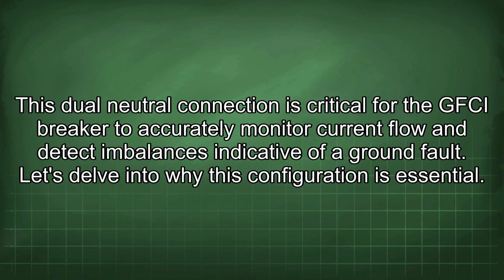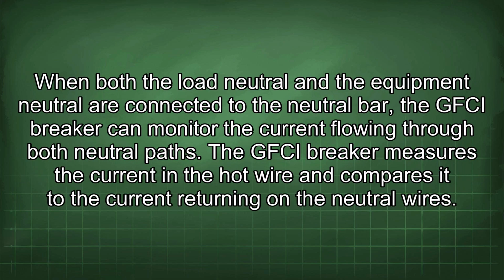This dual neutral connection is critical for the GFCI breaker to accurately monitor current flow and detect imbalances indicative of a ground fault. Let's delve into why this configuration is essential. When both the load neutral and the equipment neutral are connected to the neutral bar, the GFCI breaker can monitor the current flowing through both neutral paths.